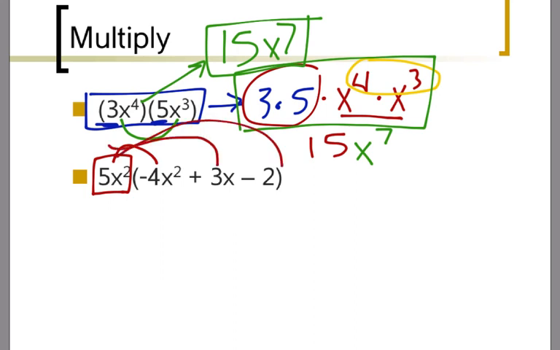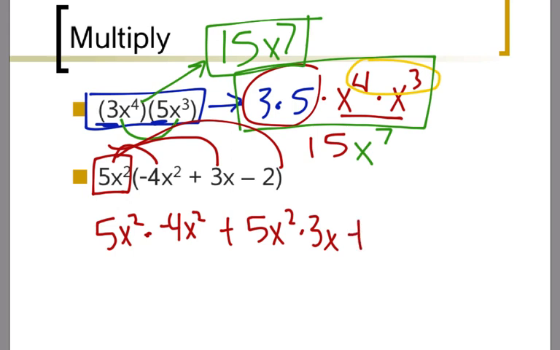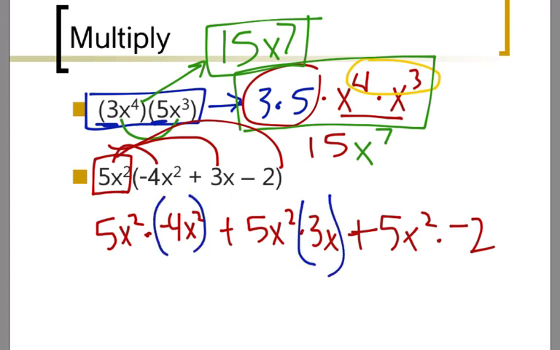So I distribute it, so I'll rewrite it to be 5x squared times negative 4x squared plus 5x squared times 3x, minus, well, I'll put plus 5x squared times negative 2. And then now when I simplify, let me put parentheses wherever the multiplication was. Okay. And now I multiply just like I did before.